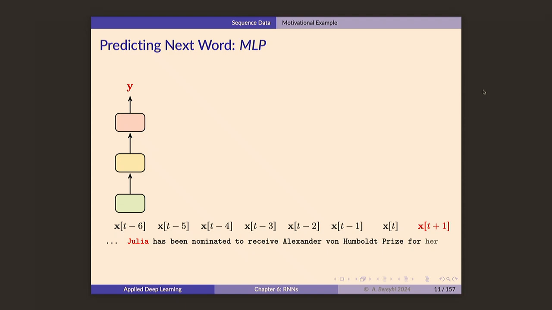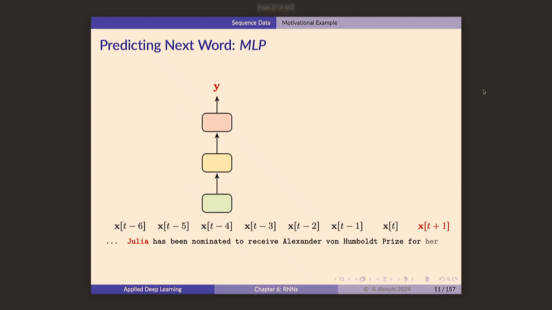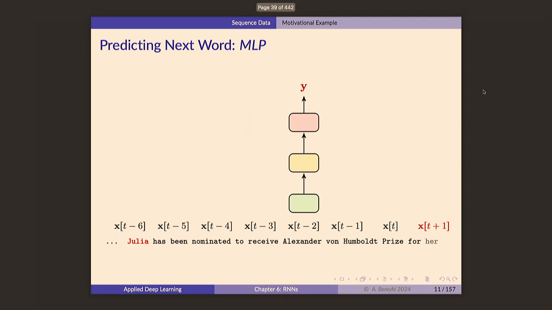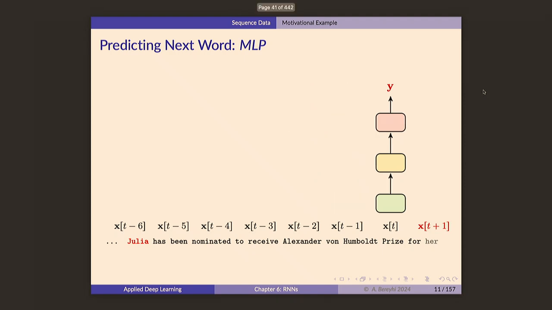Clear? Now I'm going one time step forward. Now the next frame is "has been", for example, and I'm training it to give me as the output "nominated to". Okay? And I keep on doing it like this. So "nominated to", then I want it to receive and give me output "receive". I give "receive" to it, and I want the output "Alexander von Humboldt". And then "prize 4", for example, is given as the input. And now I hope that in this part it's going to give me as the output "her".